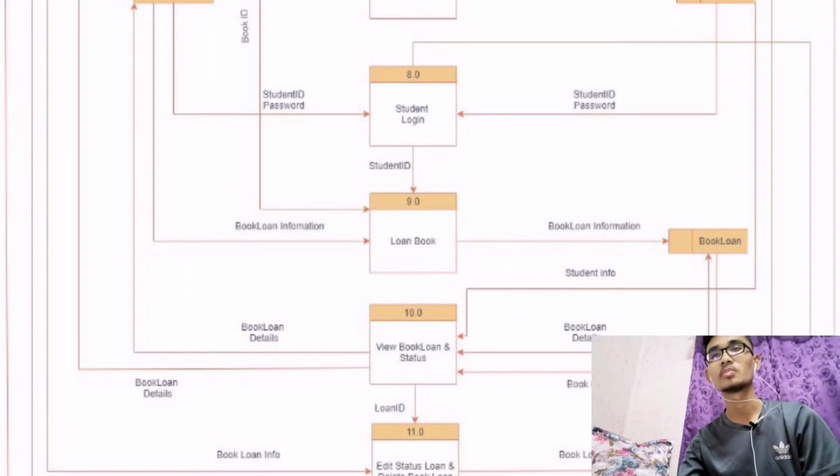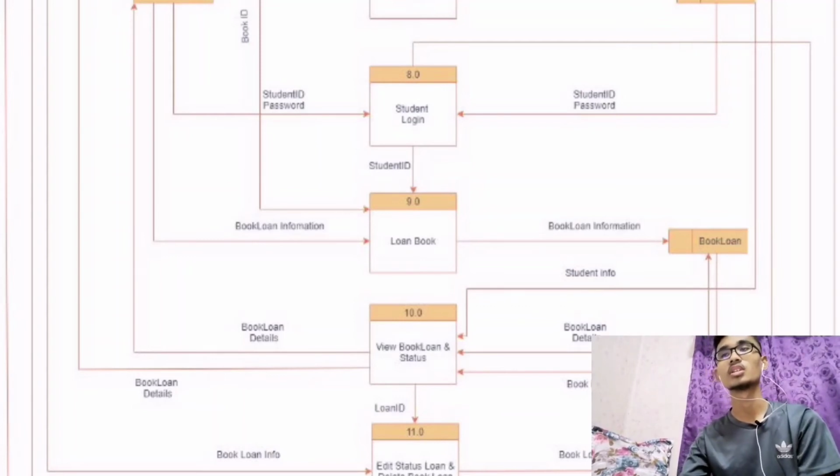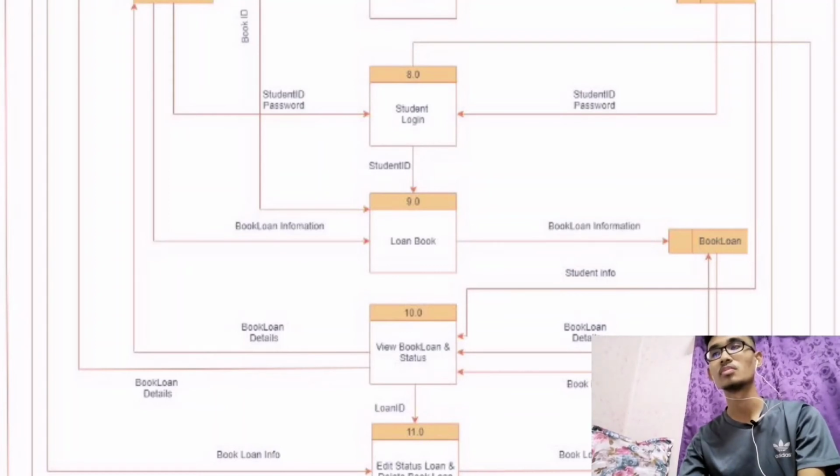Next is loan book. You will have to pass the loan book information, which includes book ID, borrow date, and return date. Then we pass the book loan information into the book loan table.